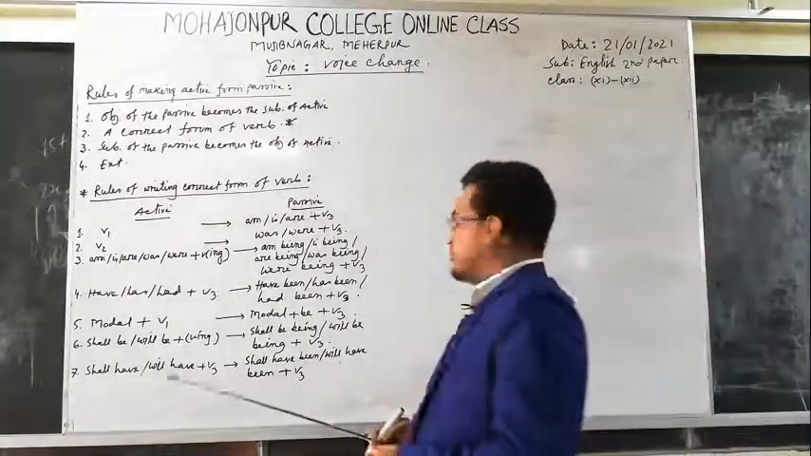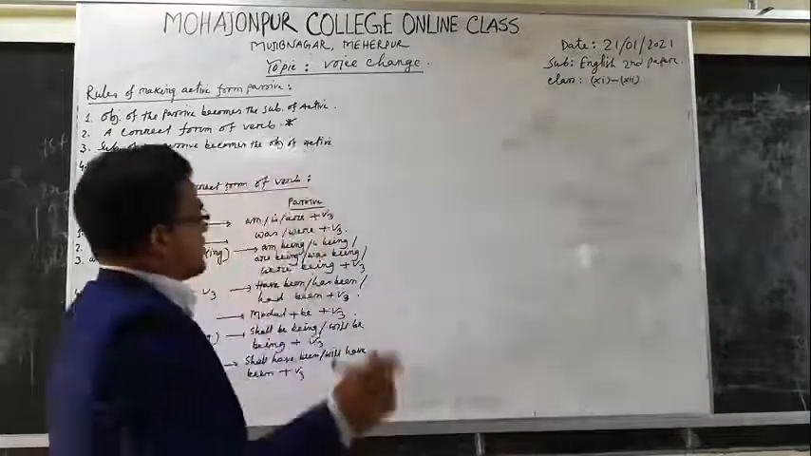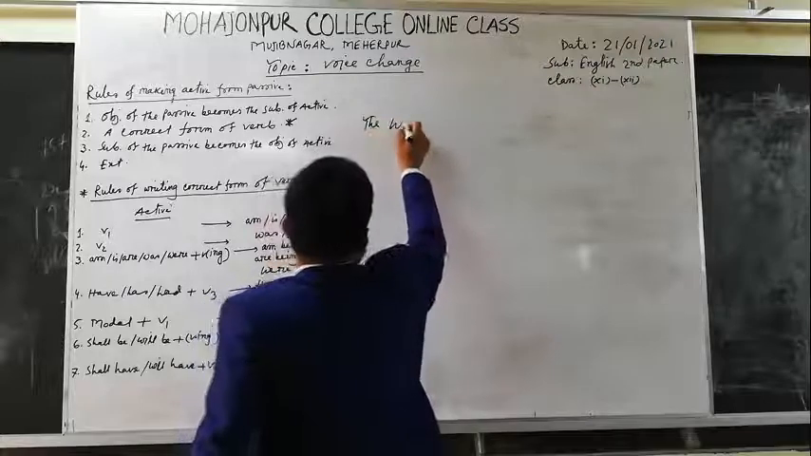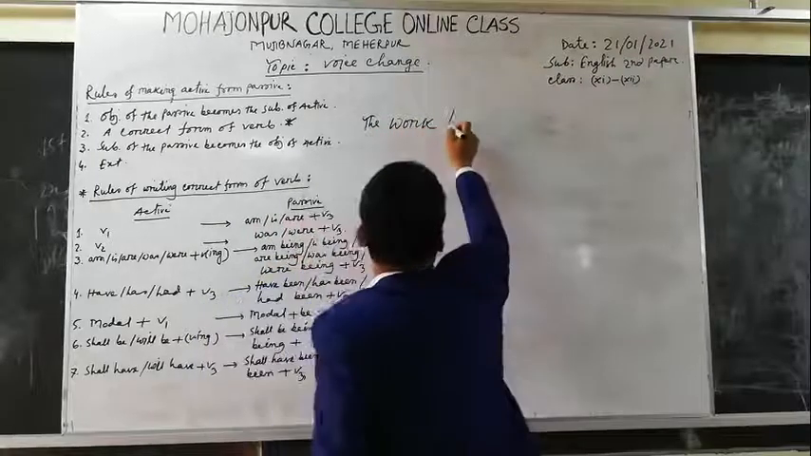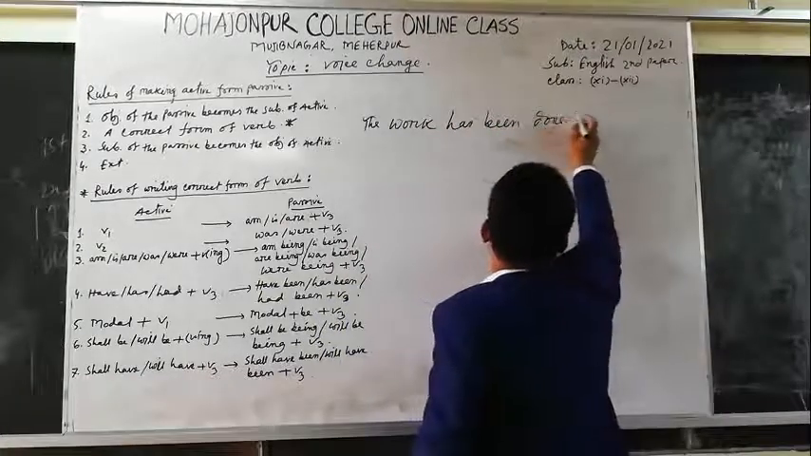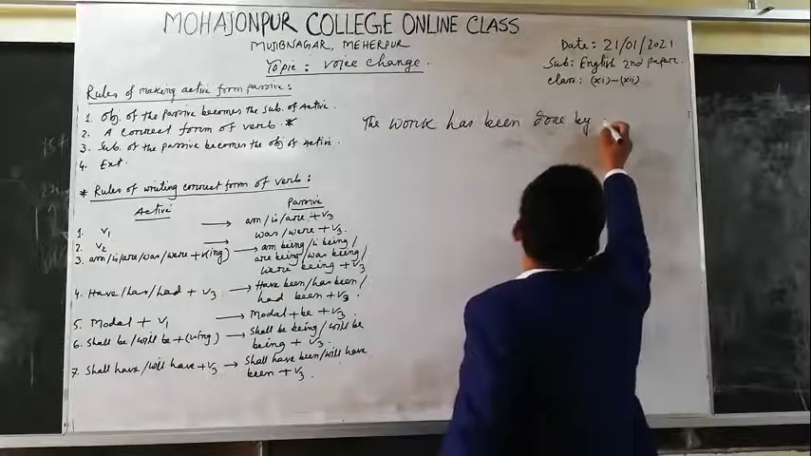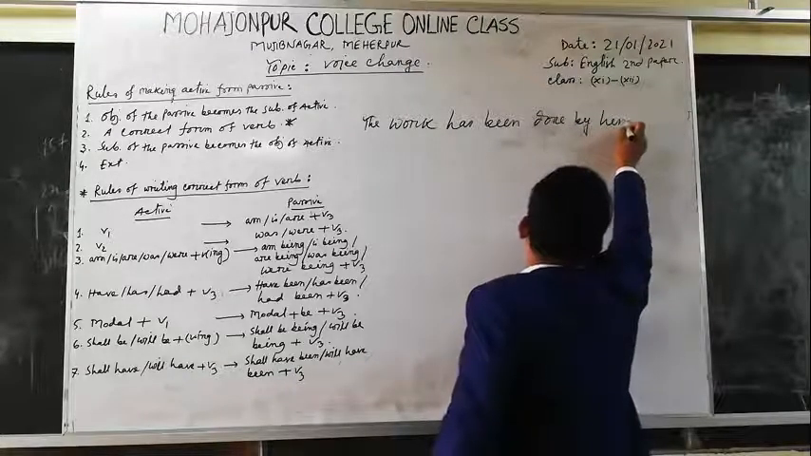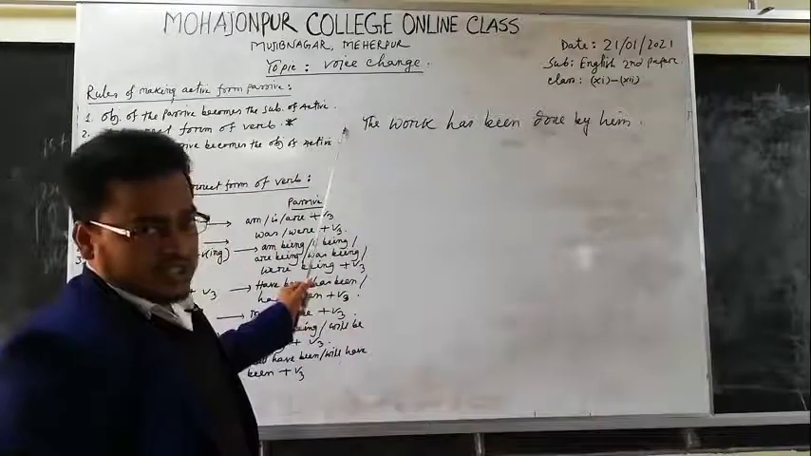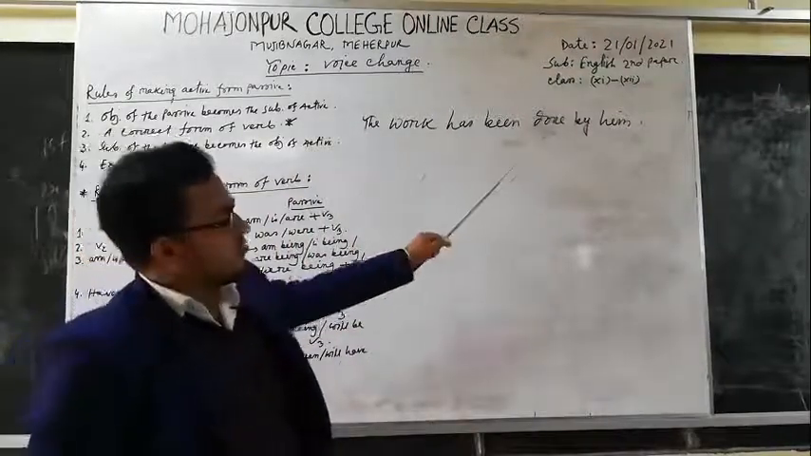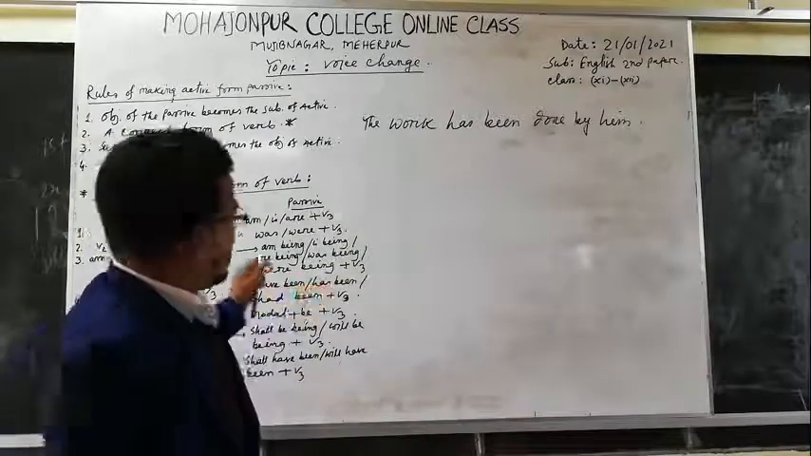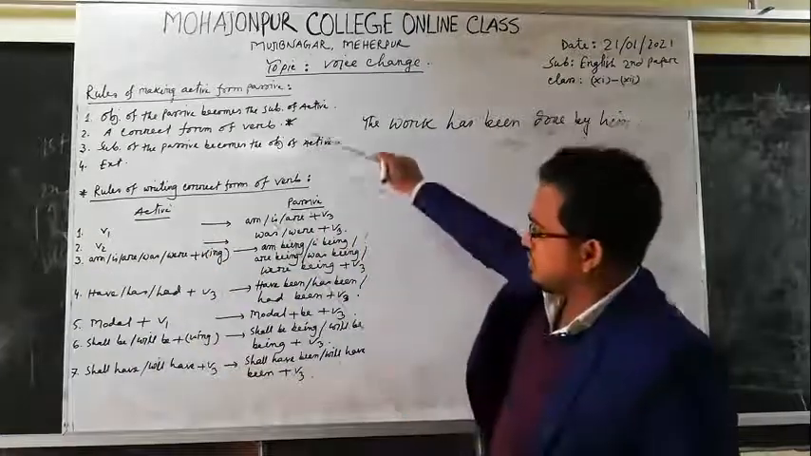Okay. So look at the example, my dear students. The work has been done by him. Students, look at here, there is a question here. The work has been done by him. It is a passive, so we have to make it active by using these rules, these steps actually.